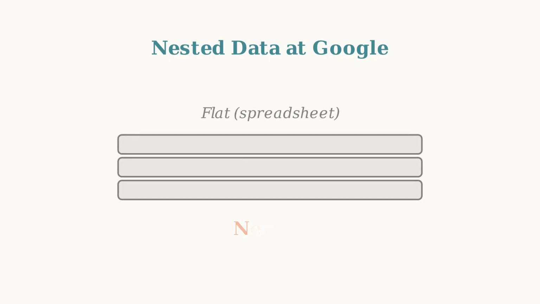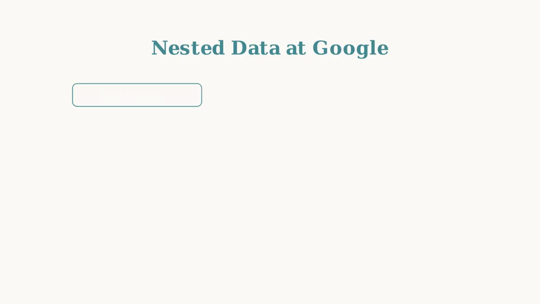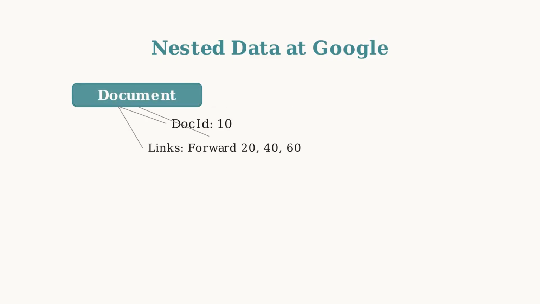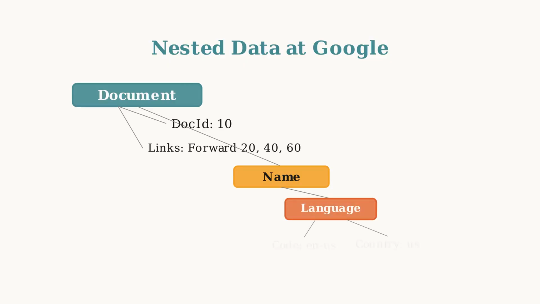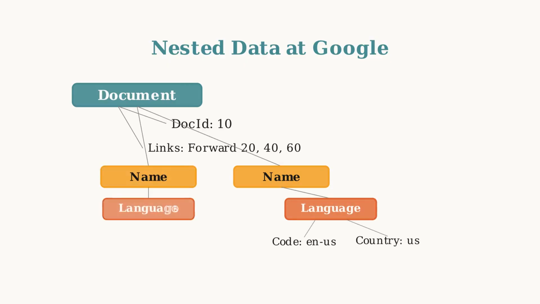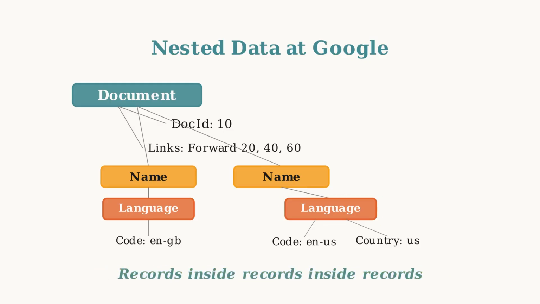Google's data isn't flat like a spreadsheet. It's nested. A single web document record might contain a list of names, each name containing a list of languages, each language having a code and a country. This structure, records inside records inside records, is everywhere at Google.